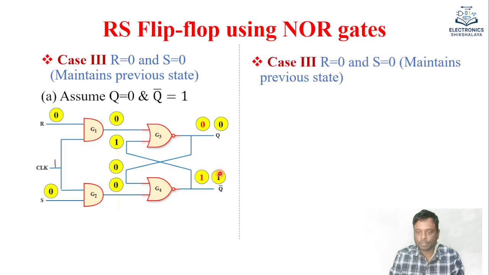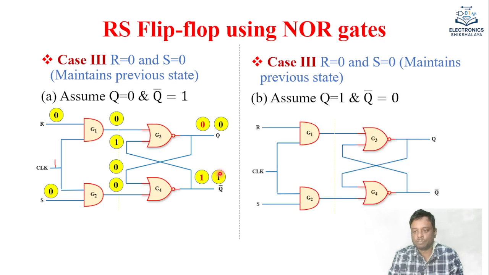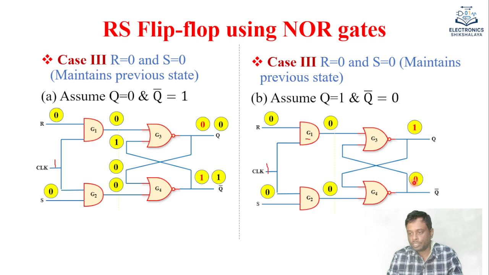The second assumption is that Q equal to 1 and Q bar equal to 0. In this case also, the R and S values are 0, 0. So we have here the clock equal to 1. So what will the output? The G1 output will be 0, and G2 also 0. The output of G2 equal to 0. So we are assuming now Q equal to 1 and Q bar equal to 0.